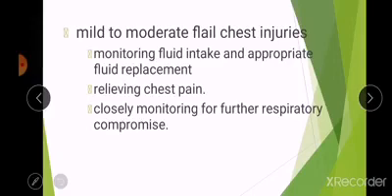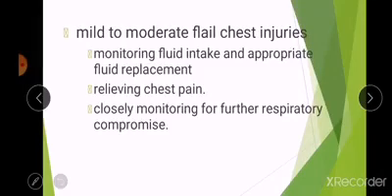Maaaring sa flail chest kasi magkaroon ng massive hemorrhage. So, maglilead siya ngayon into your hypovolemia. So, kailangan nating mag-replace ng fluid. Also, we need to relieve chest pain. Yung mga pain relievers, yung mga blocks: intercostal nerve blocks, mga ganun, thoracic epidural blocks. Yung opioids natin. Closely monitoring for further respiratory compromise.